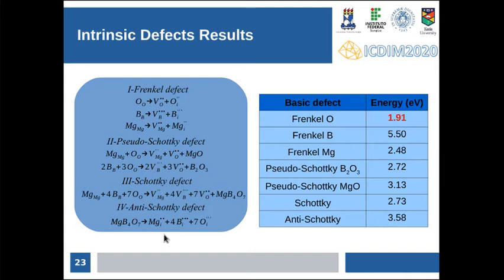You have almost 500 combinations, but for each defect we always choose the minimal value, and we can see that the oxygen Frenkel is a more favorable defect for the MBO.